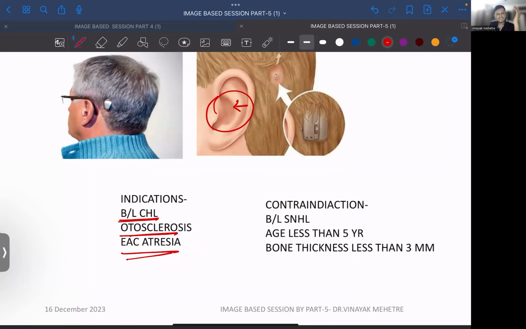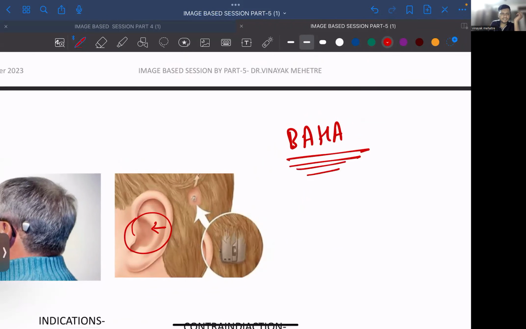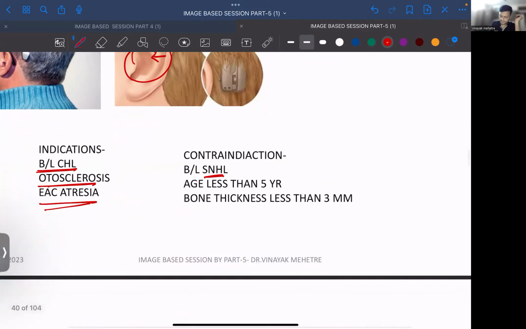What will be the contraindications? Diseases present in the inner ear, sensory neural hearing loss, right? उसका और इसका कुछ लेना देना ही नहीं है. If inner ear is not working, and if you are going to put an instrument which is going to be used as conductive hearing aid, काम ही नहीं करेगा, right? Inner ear खराब है. And remember this, less than 5 years, and if bone is thin, जहाँ पे हम लगा रहे हैं वहां पे bone अगर thin है, we cannot put this.